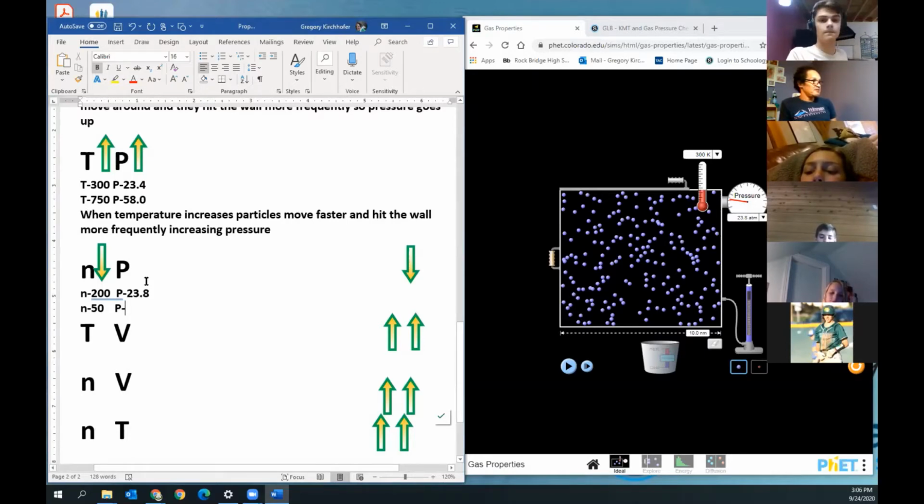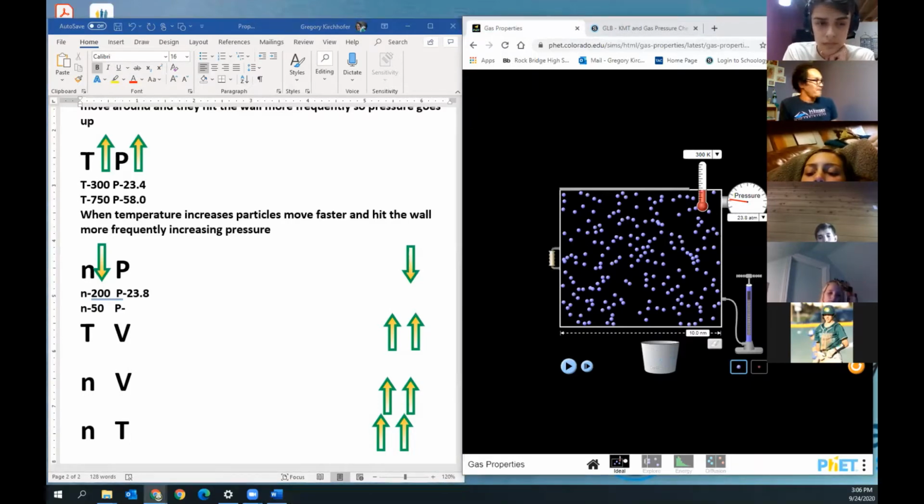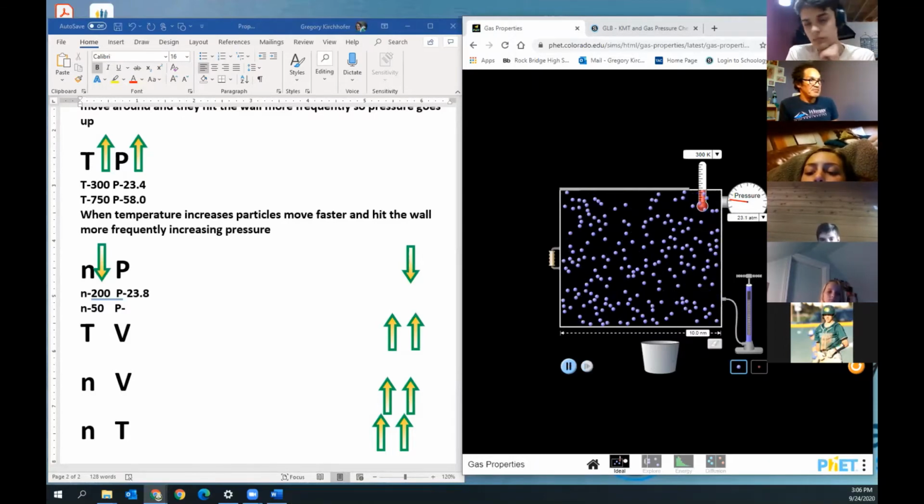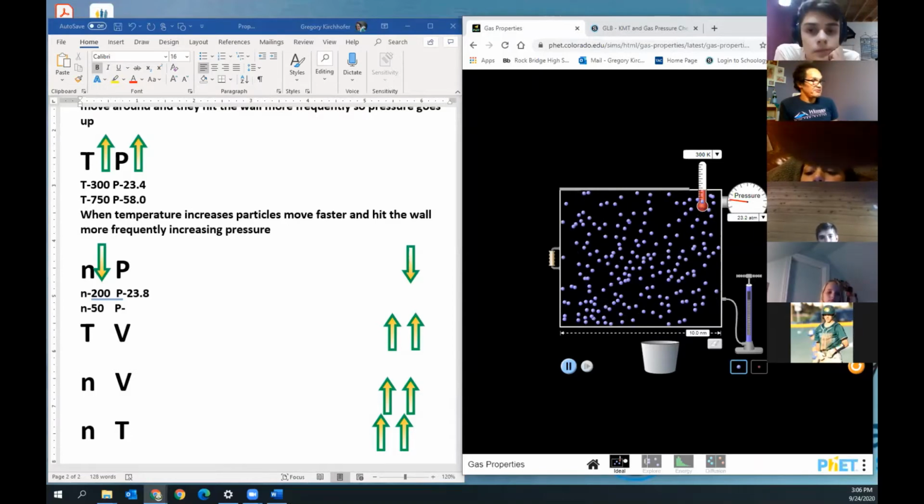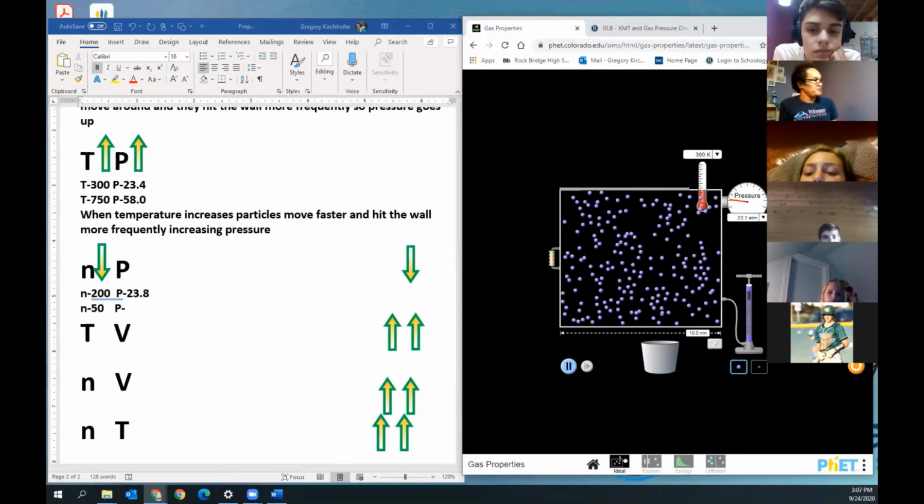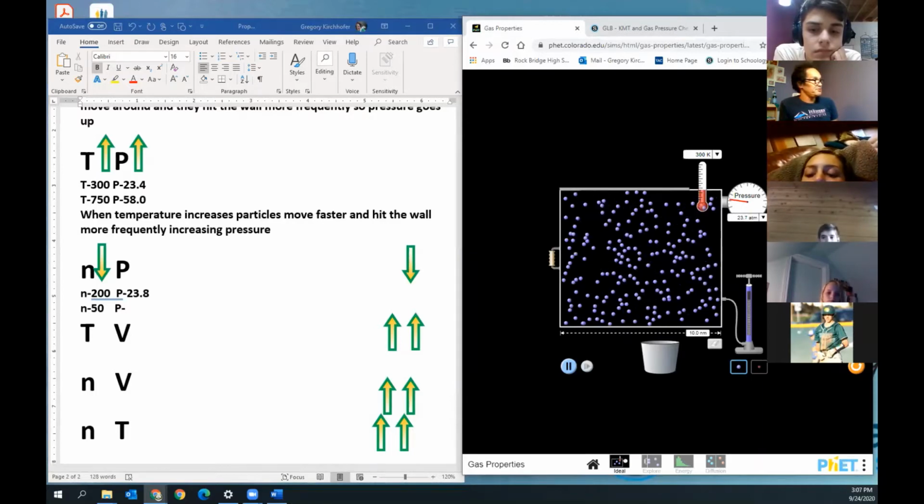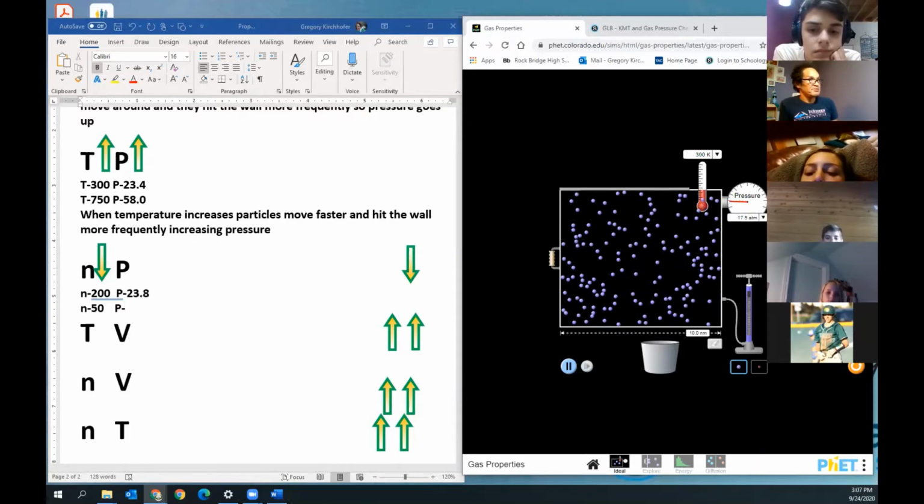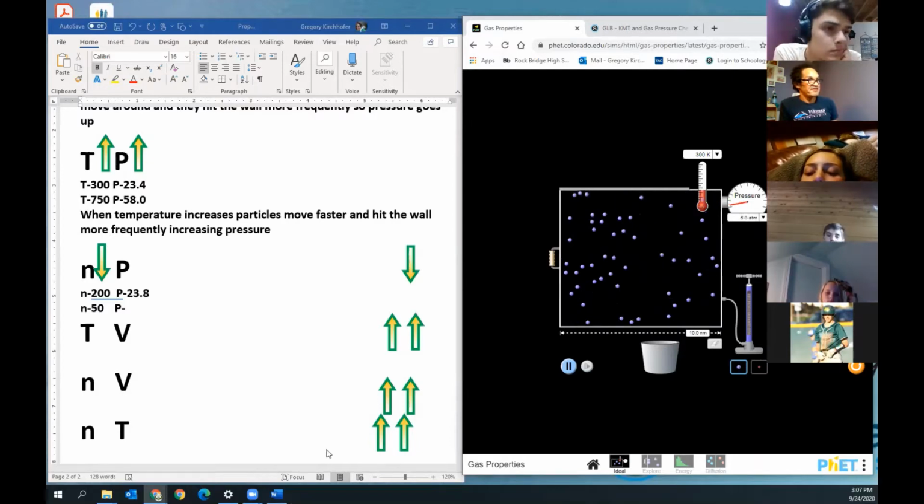And we also want the volume to stay the same. Am I doing that? Yeah. So I'm going to lock volume. No, excuse me. I'm going to lock temperature. And volume, if we don't move it, should stay the same. And we're going to drop particles. There's 50. Yikes.